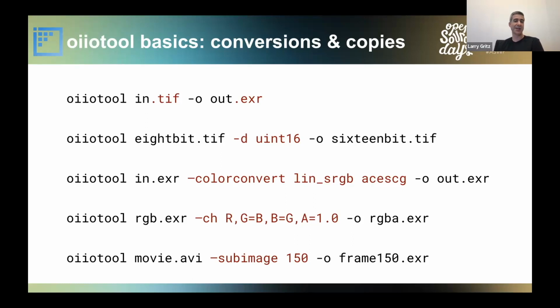For example, the example I gave here is channel shuffling. So in this example, it's swapping the green and blue channels, and there wasn't an alpha channel, but now we're giving it one and assigning it 1 everywhere and re-outputting it.